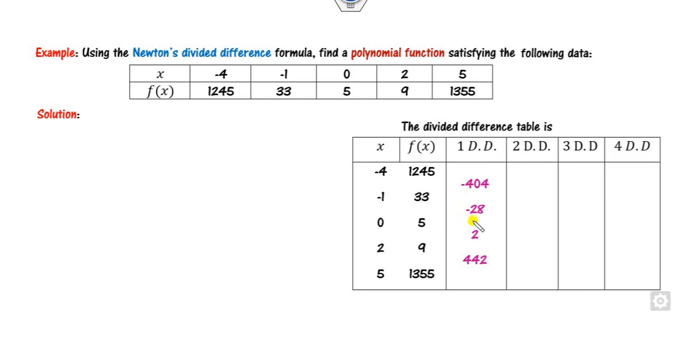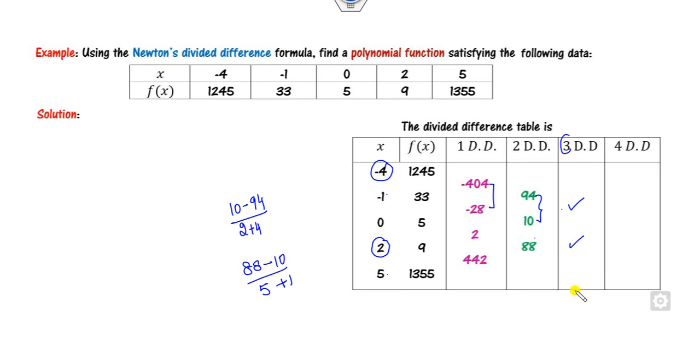Since this is not a constant number, we can find another sequence, which comes to be here. Again they are not constant. We can start from here. 10 minus 94 is a third divided difference. So the first number and the third number, 2 plus 4, this comes to be here. And this is 88 minus 10, it's a 5 minus minus plus 1, which comes to be this one.